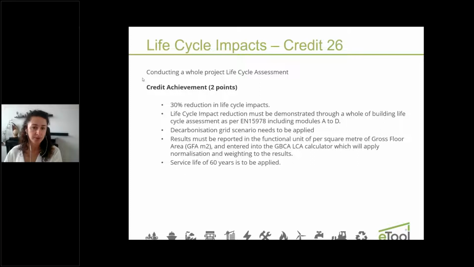And the results will need to be reported in square meters of cross-floor area. You need to demonstrate a 30% reduction in life cycle impact. So it's not only about carbon, but also about other impacts such as acidification, eutrophication, and so on. So really similar to the previous situation of design and as built rating. And then the results will need to be entered into the GBCA LCA calculator that is online. This calculator will then apply normalization and weighting factors to the results.